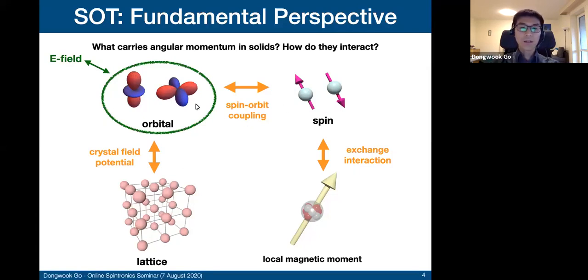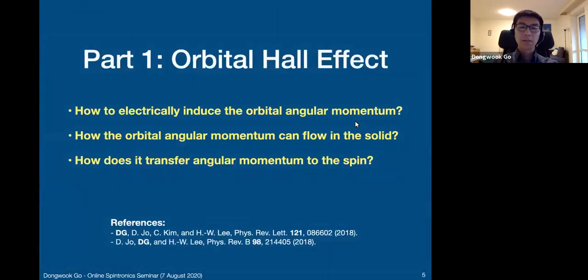So in this talk, I'm going to focus on this mediation of the angular momentum through spin-orbital coupling and crystal potential, through examples of how the orbital takes angular momentum out of the lattice and then transfers it to the spin. In the first example, I'm going to introduce a phenomenon called the orbital Hall effect. So I'm going to answer the following questions.